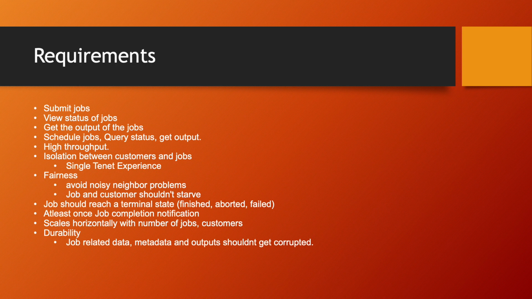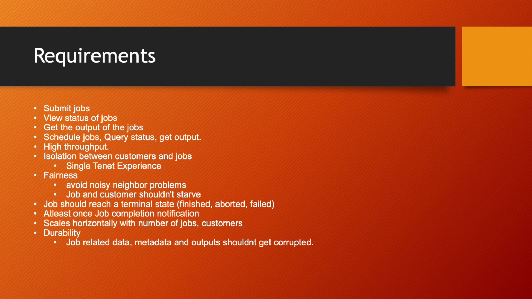Now let's look at the requirements for the distributed job scheduler. So some of the functional requirements could be, users should be able to schedule jobs, query status of their jobs, and get notified when the job has reached a terminal state. A terminal state could be defined by finished, aborted, or failed.